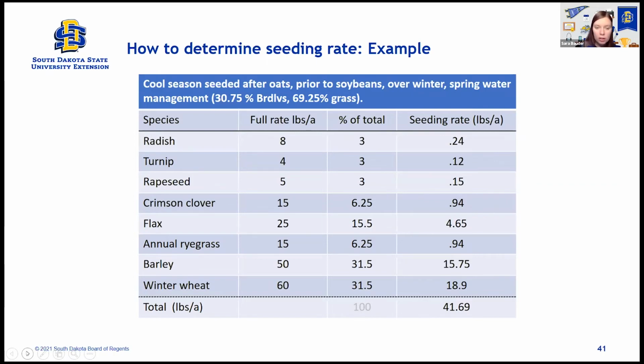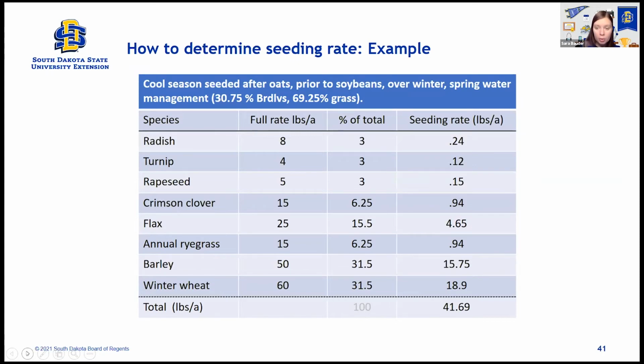And what I did was took that. So if you look at radish, I took the full seeding rate of 8 pounds, took it times 3%. We decided we wanted 3% in the mix, and that gives us about 1/4 of a pound per acre seeding rate. And I did that across the board with all of these.